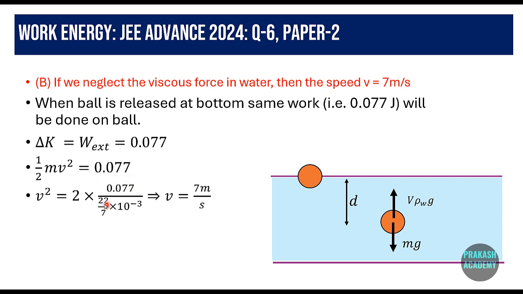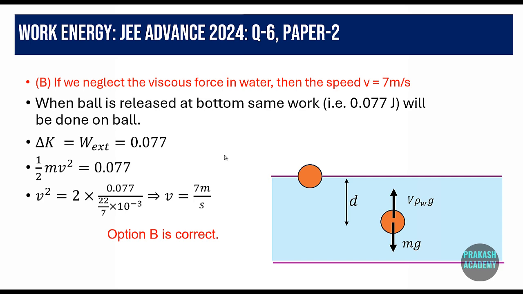Now if we plug in the value of mass and calculate for v, I can rewrite this as v squared equals 2 times 0.077 divided by mass. So from here I can say the velocity when it reaches the top of the water surface is 7 meters per second. So this means option B is correct.